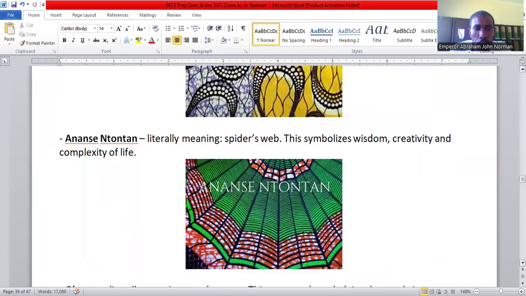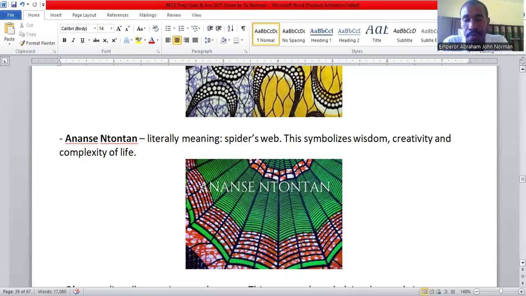Then we have another one we call Anase Intuntan, but in another literal translation, in another dialect, we will say Anase Intintan. Some people will say Anase Intuntan, and others will say Anase Intintan. I don't know which tradition uses Intuntan, but the majority will say Intintan, and it literally means spider's web.